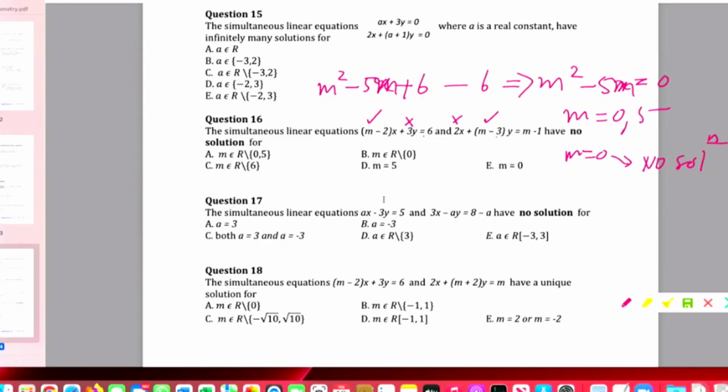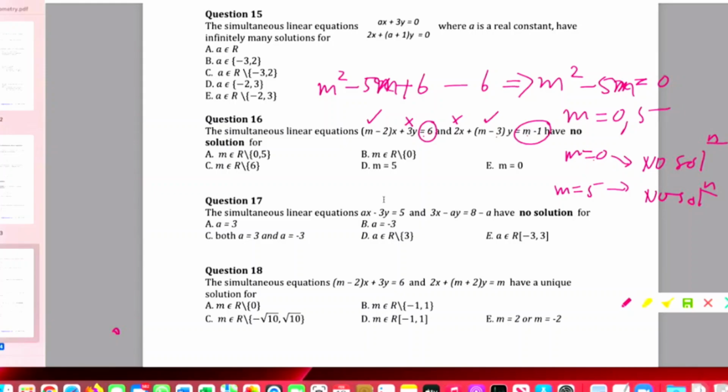Now m is equal to 5. Put 5 here. Actually, if you get a question like that, now you have to use your experience. You don't have to check these things. You can just look at this and that. You put 5 here, 6, 5 here, 4. So again, no solution. So m is equal to 0 gives you no solution, and m is equal to 5 gives you infinite.